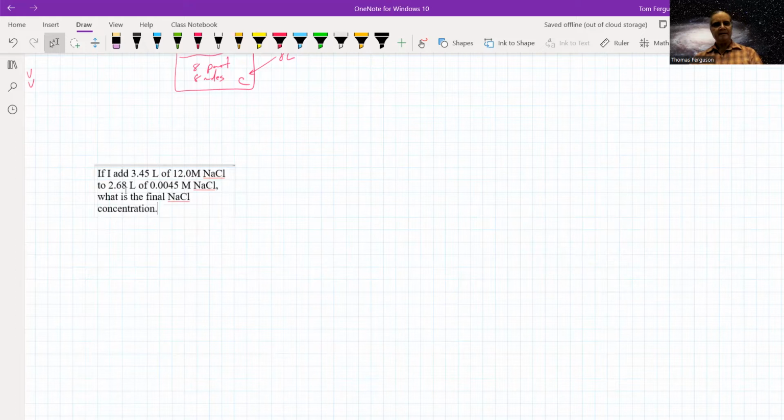Okay, now this is exactly the same problem, different numbers, same problem though. But there's an interesting skew to this problem. And I'm starting with extremely strong sodium chloride, and I'm adding it to extremely dilute sodium chloride. So just by looking at this without doing anything else, what do you think our answer should be around? So when you have to do your calculations, you know your ballpark.